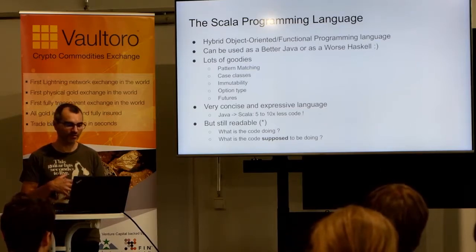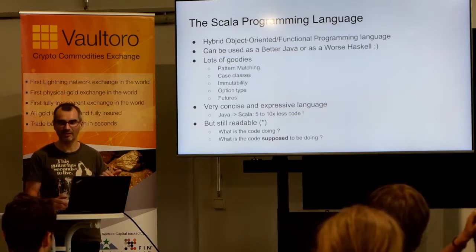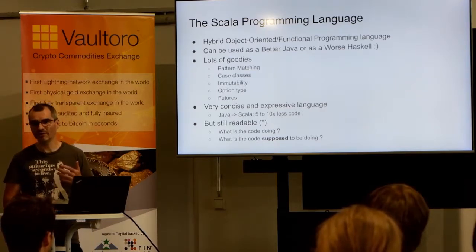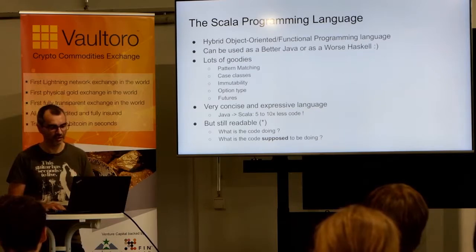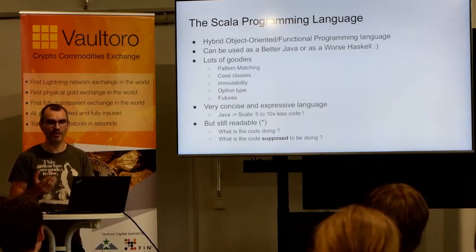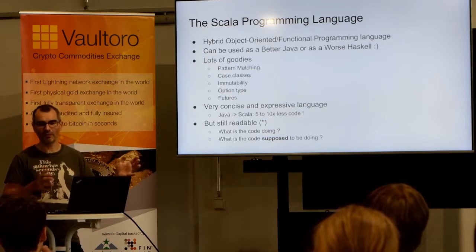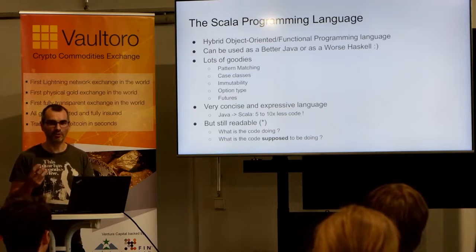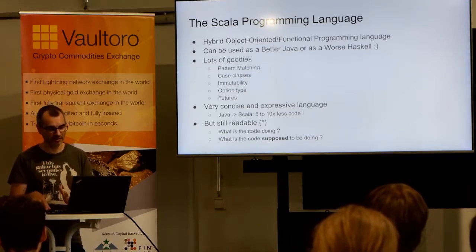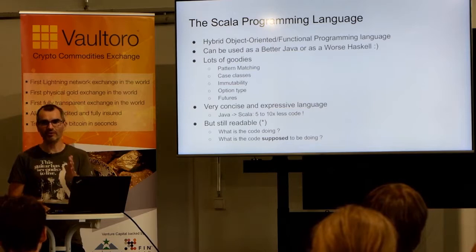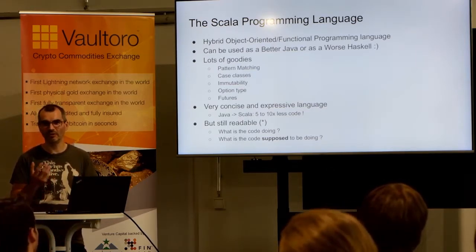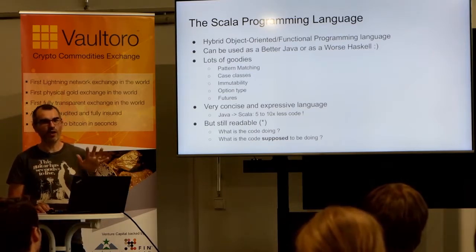It has lots of nice features like pattern matching, case classes, immutability, option types, which means you don't have to deal with the null type. Futures for asynchronous programming. It's really, really nice. It's very expressive. Usually when you port Java to Scala, the number of lines of code is divided by between 5 and 10. And it's very readable. And by readable, it means when you read Scala code, you see what the code is doing, but you can also see what it's supposed to be doing. And that's very important. So it's not always true.